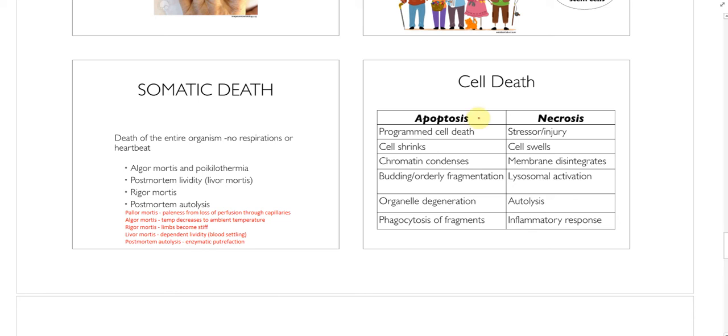Okay, so a little comparison here between apoptosis and necrosis. Apoptosis is programmed. Necrosis comes about from stressors or injuries. With apoptosis, the cell is going to shrink naturally and fragment off. With necrosis, there's inflammation more than likely. The cell is going to swell. With apoptosis, the chromatin is going to condense. The membranes for necrosis are going to start to disintegrate. There is nice budding and orderly fragmentation with apoptosis. There is enzymatic lysosomal activation with necrosis.